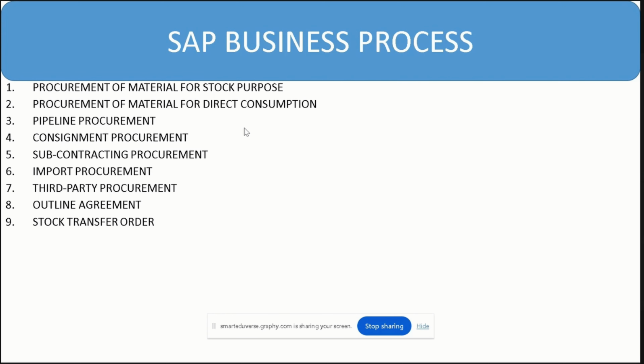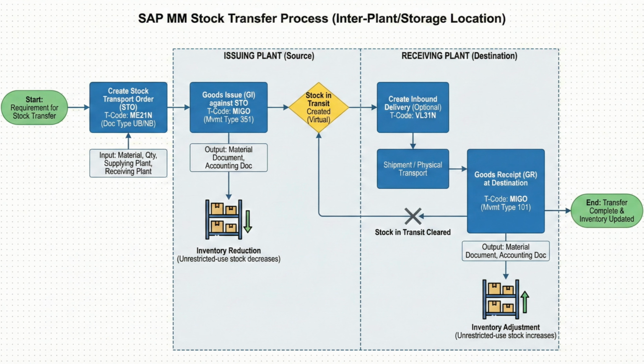Next one is stock transfer order. So what is a stock transfer order? Let's say you have material in multiple plants. Let's take an example: you have a couple of plants. In one plant you are manufacturing X material, but you are receiving the sales order in the other plant. So either you can place a third party order, saying my material is in the second plant and directly from there I can supply it to the customer. This is the first process.